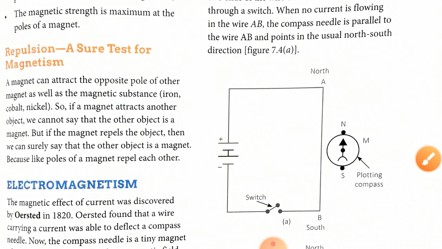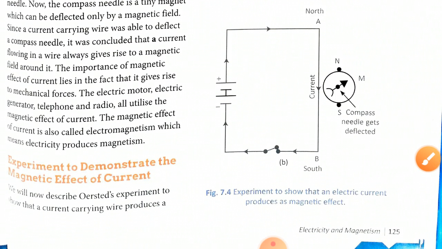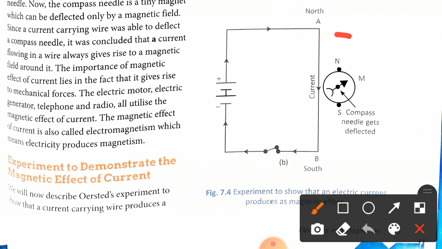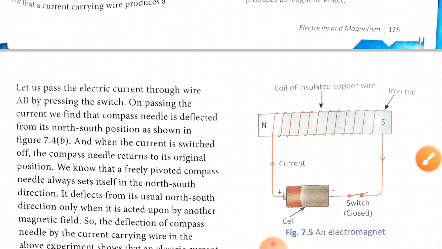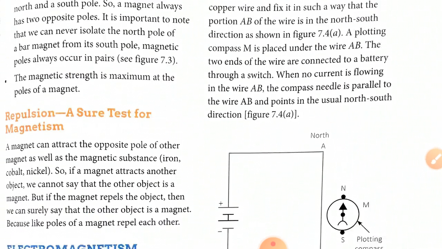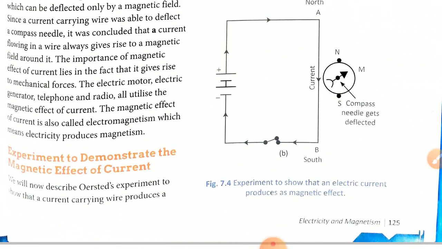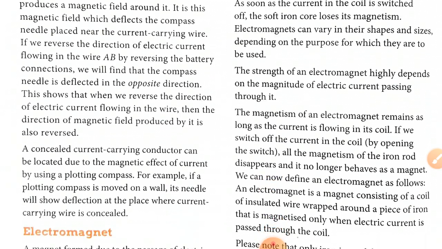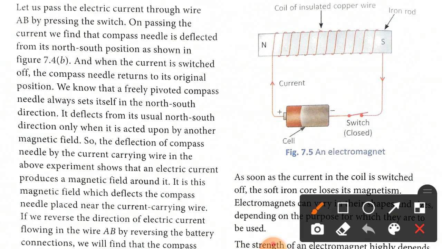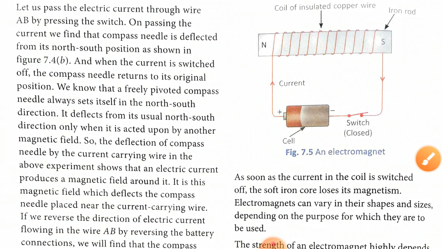Now what happens if we close the switch as in 7.4b? You can see that as soon as you press the key or complete the circuit, the needle of the compass starts showing deflection. Fine. So finally, what is the conclusion? You can say that as soon as the circuit is complete, the current in the wire starts showing the magnetic property. That's why the magnetic needle of the compass shows the deflection. That is the thing written over here in the complete experiment. The whole experiment is described here, and I have already described it briefly.